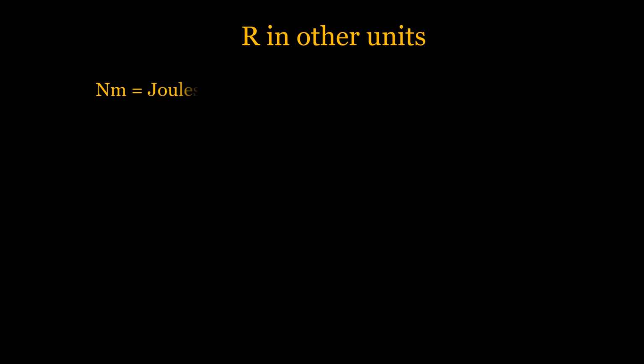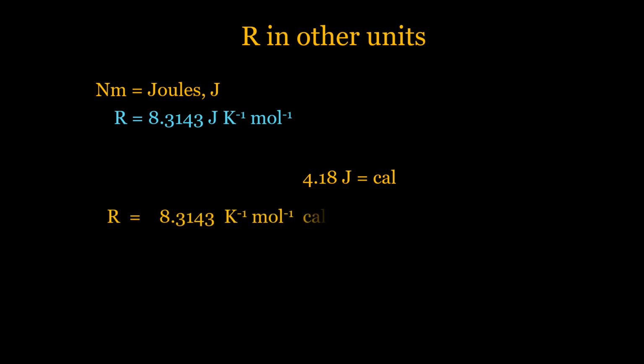Since Newton meter is equal to joules, J, then R equals 8.3143 J per Kelvin per mole. Joule is a unit of energy. 4.18 joules of energy equals 1 calorie. R in calories will be equal to 8.3143 over 4.18 calories per Kelvin per mole, which is equal to 1.987 calories per Kelvin per mole. We now have the general gas law and general gas constant for ideal gases.